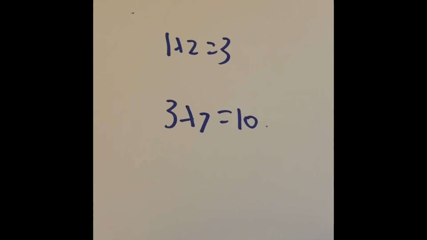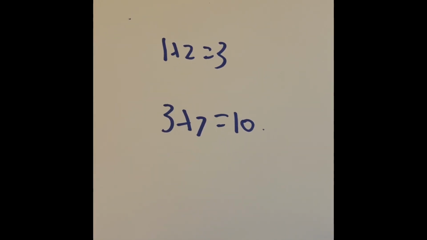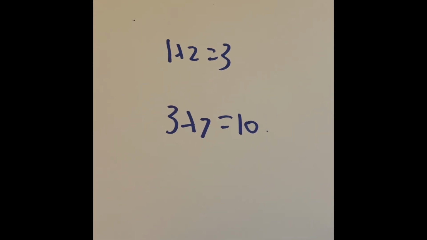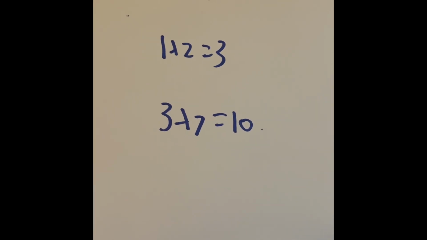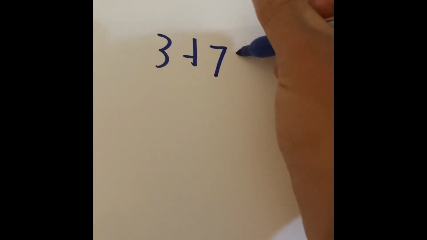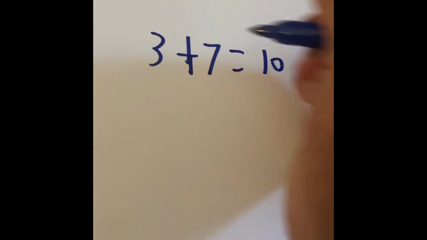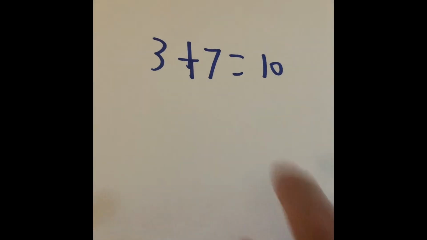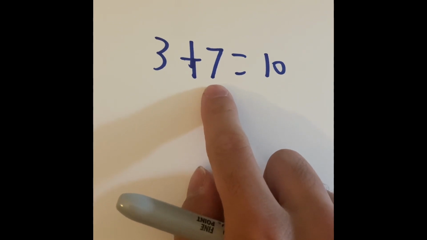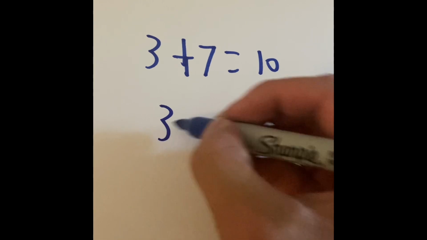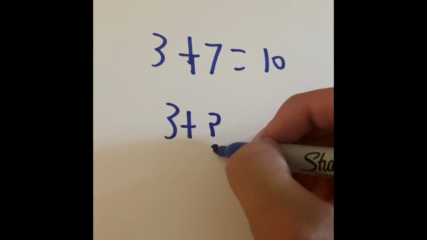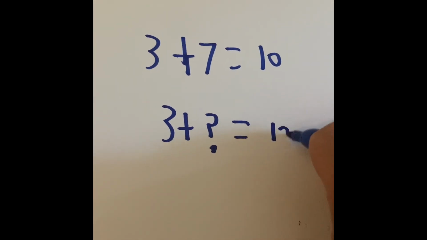But what happens if math is all about finding the right answer, coming up with new ideas, and also trying to analyze and figure things out? Assuming that we wrote the problem 3 plus 7 equals 10, imagine if you never realized that that 7 was there in the first place. So what we have is 3 plus whatever that question mark is going to equal 10.